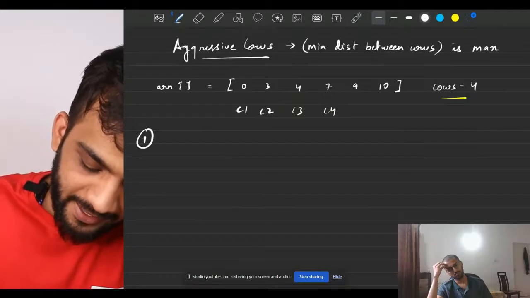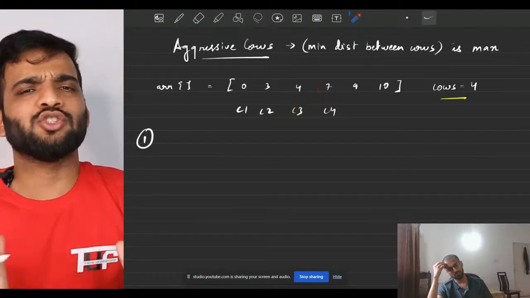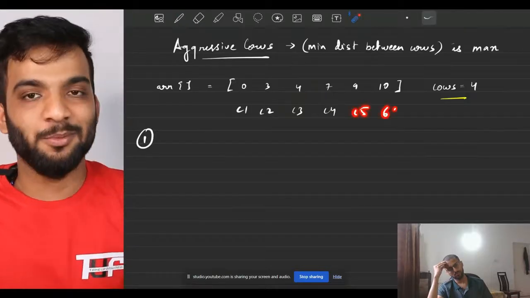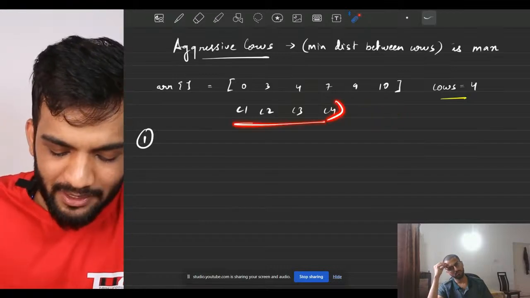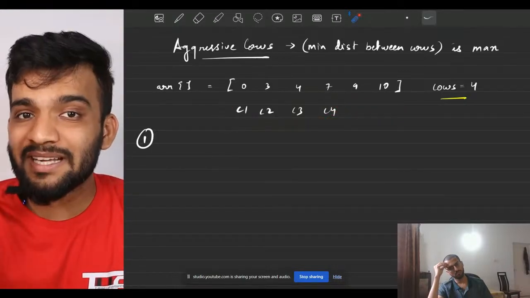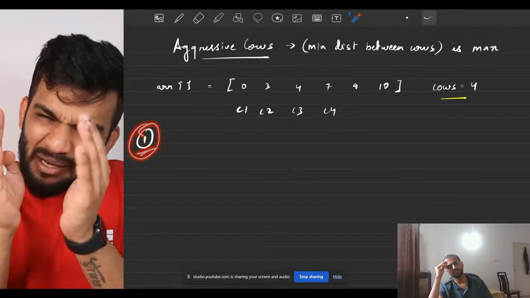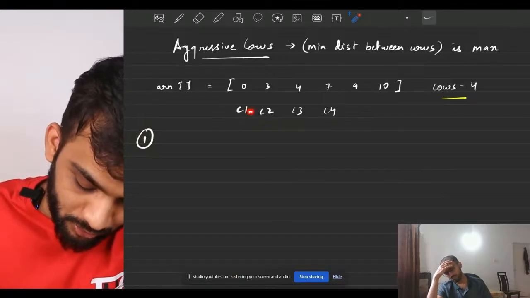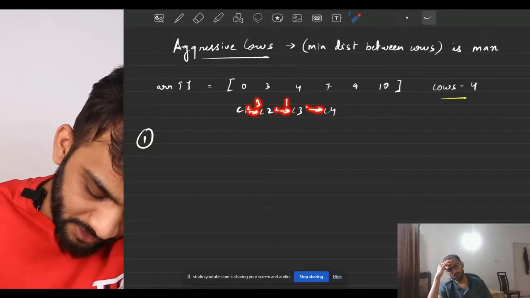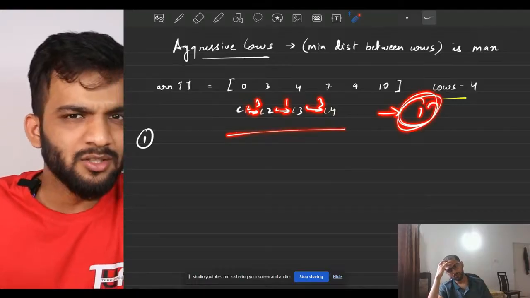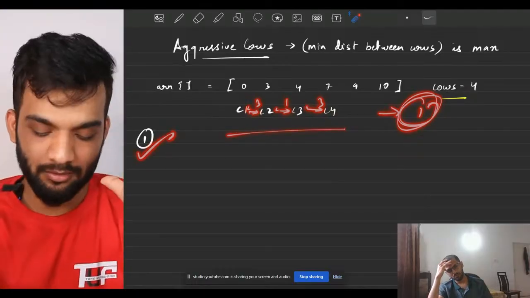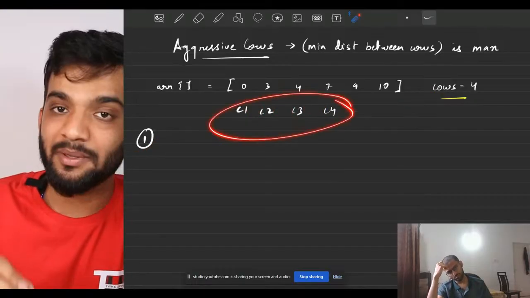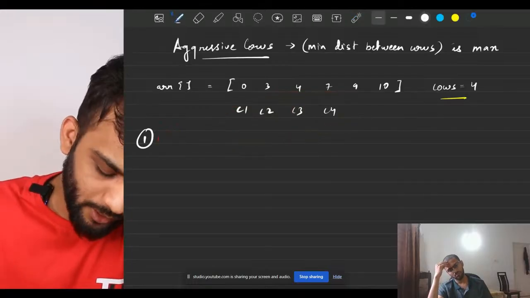Can I put cow 4? I can, because the distance is 3. And I can stop. I could go ahead and put another cow as well, but there is no need. I stop the moment I'm able to put 4 cows. So what I see is, if I'm keeping a minimum distance of 1, the distances are 3, 1, 3, so it's still maintaining a 1. So 1 can be done with this possible configuration. Okay, 1 can be done.